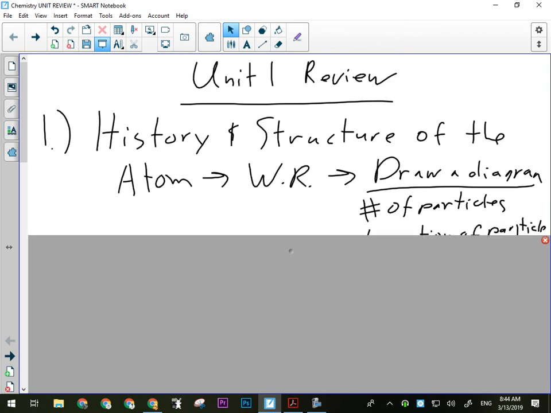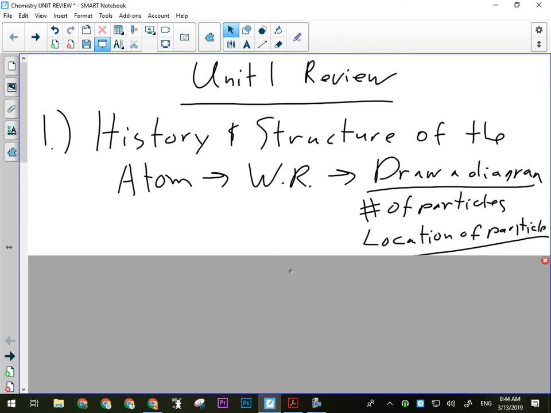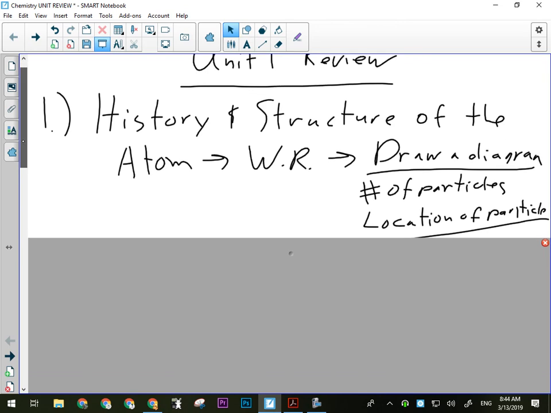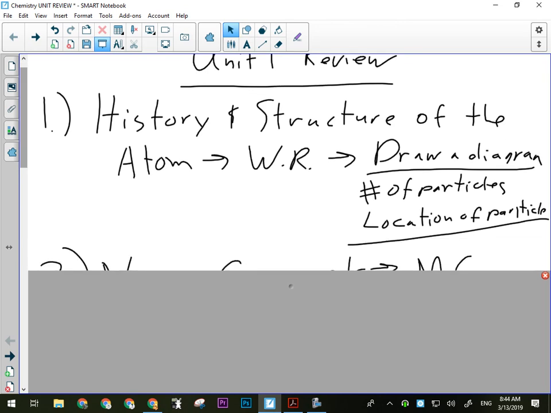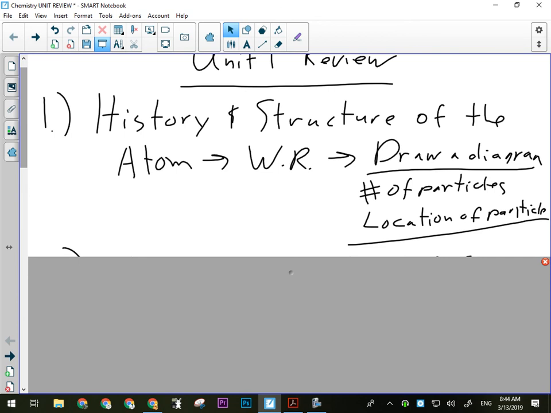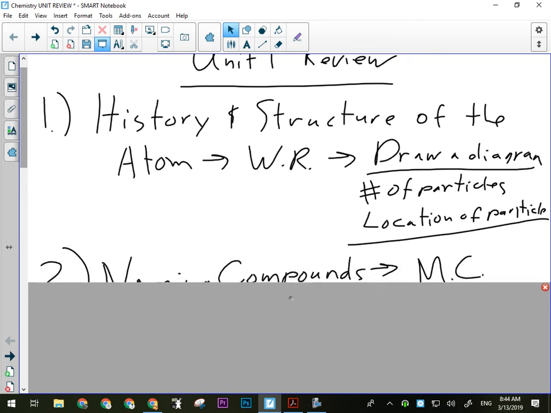Okay, and talked about here number of particles, location of particles. Okay, things like that. And I did say the day we went over that as well, that would be one of the things I would ask you to do. Okay, and then certainly there will be some multiple choice stuff in regards to whose model, who came up with what. Okay, that kind of thing.